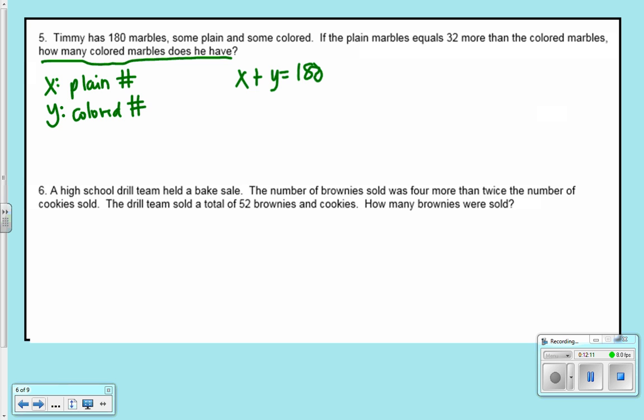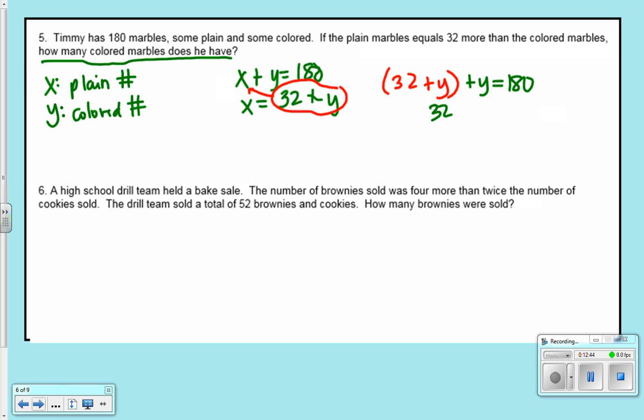If the plain equals, literally says the word equals, so x equals 32 more than, so 32 plus the colored marbles, so that's a y. How many colored does he have? Okay, cool, this is pretty easy. So I already have the x by itself. I'm thinking this is a perfect problem for substitution. I'm just going to take this right here and plug it straight in for x. So I've got 32 plus y, then plus the rest of it, plus y equals 180. Okay, so that's 32 plus 2y.